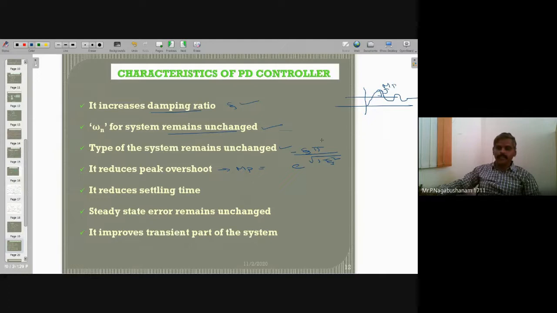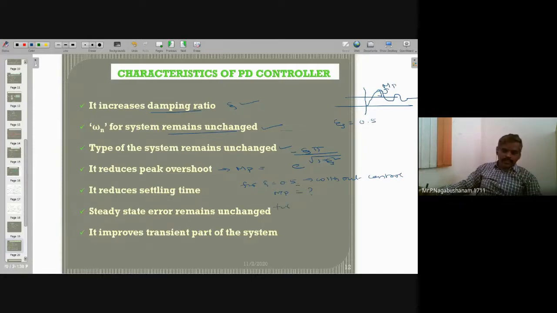Check the different values. Without the controller, assume zeta equal to 0.5. Then find the Mp value. Find Mp for zeta equal to 0.5. How much the Mp value is, you can check it out.